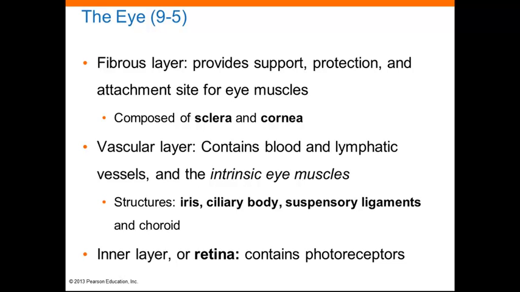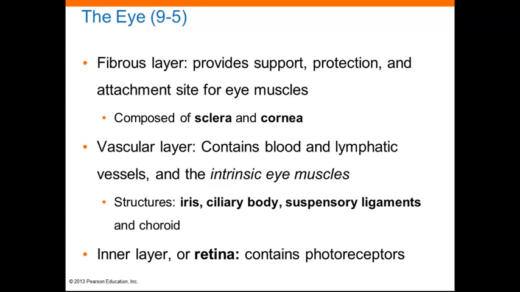The vascular layer contains blood and lymphatic vessels and the intrinsic eye muscles. Functions are to provide a route for vessels supplying the tissues, adjusting the amount of light entering the eye, and providing a route for secreting and reabsorbing aqueous humor. They're also responsible for controlling the shape of the lens.